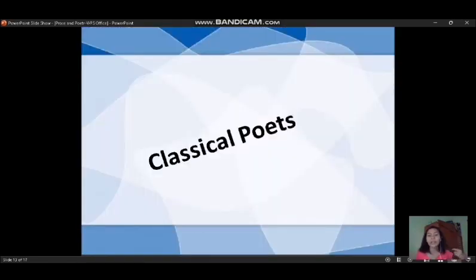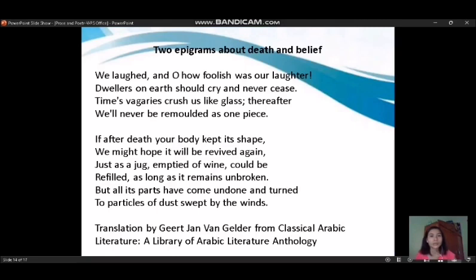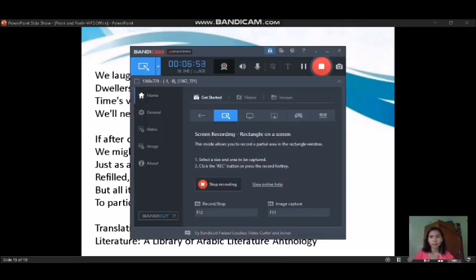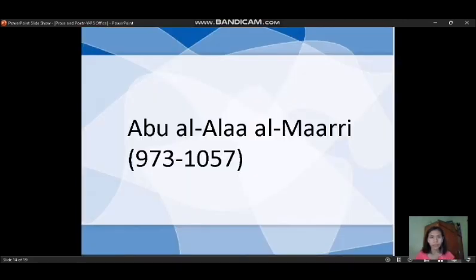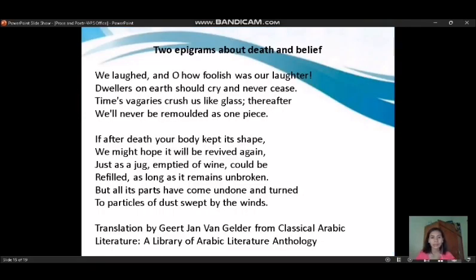So next are classical poets. So this poem is the work of Abu al-Ala al-Maarri, an author from 973 to 1057 AD. So he has his most famous work, which is the two epigrams about death and beliefs, but this one was already translated by Gert Jan van Gelder from Classical Arabic Literature.